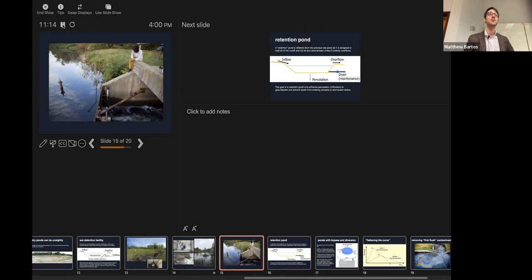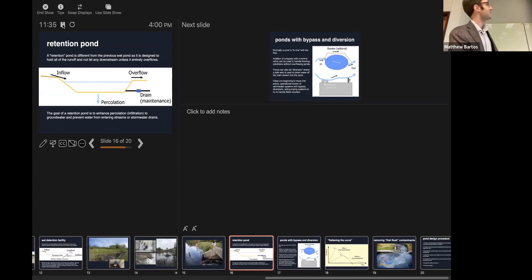It's probably full of chemicals too, but there's still fish in there. So you didn't want to eat those fish? Probably not. I mean, I wouldn't. But yeah, there can be fish in these.